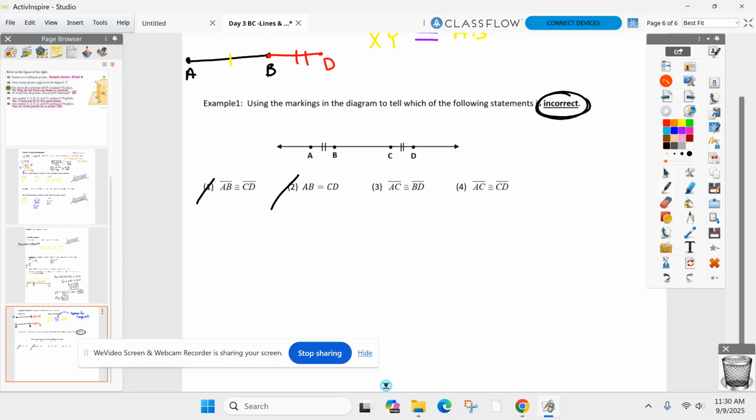Is AC, everyone see line segment AC, congruent, the same length as line segment BD? What do we think here? Here's AC, and here's BD. Do we think they're the same? And we can't just say because it looks like it. We've got to say something mathematically to say yes or no.